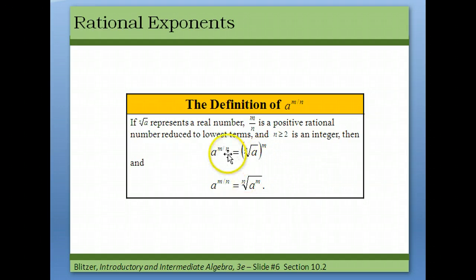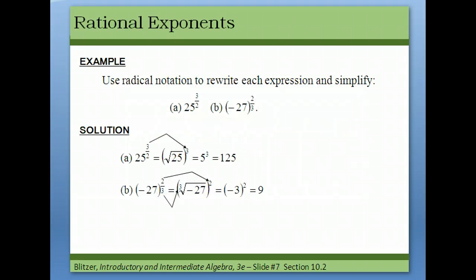It allows us to interpret this fractional exponent here as either one of these two radicals. Either the nth root is taken first and then you apply the power of m, or you apply the power of m to a and then you take the nth root. Either one of the two. So let's see what an example would look like.